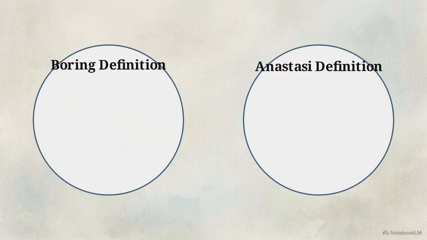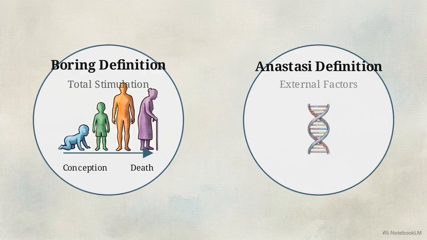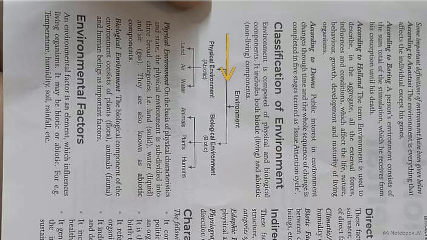Academics split into two camps. Boring calls it the total stimulation an individual receives from conception to death. Anastasi defines it as everything affecting an individual, except their genes. This chart breaks down the formal classification of the environment. The primary split separates everything into two distinct categories: the physical, or abiotic environment, and the biological, or biotic environment.